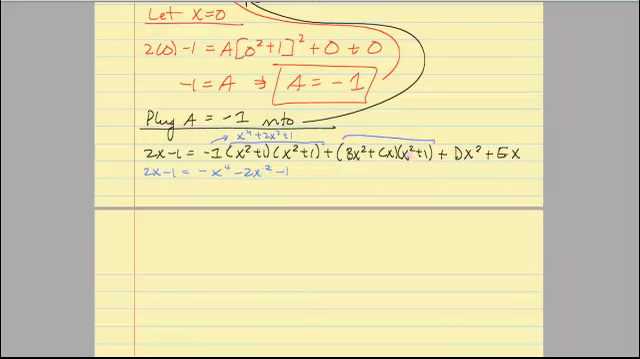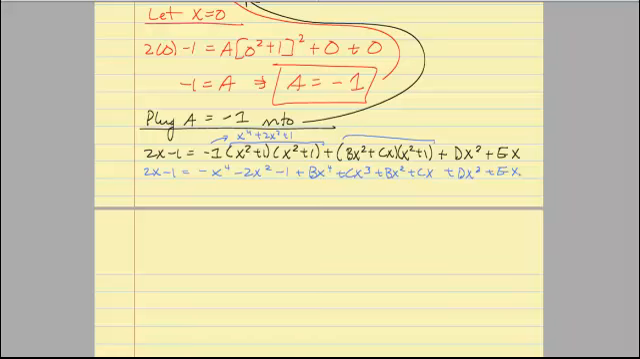Okay, then I need to FOIL this out, first, outside, insides, last. So I have bx to the 4th plus cx cubed plus bx squared plus cx, and then of course plus dx squared plus ex, dragging those along. Okay, that took a while. Now, what I want to do is group all my like terms together. I want to have all the x to the 4ths together, all the x cubes, all the x squareds, all the x's, all the constants. So that's my next step.